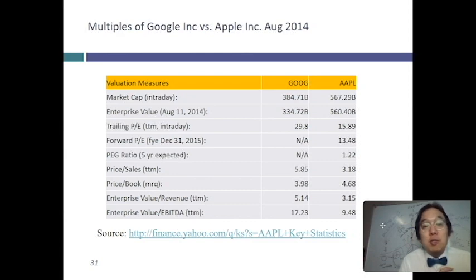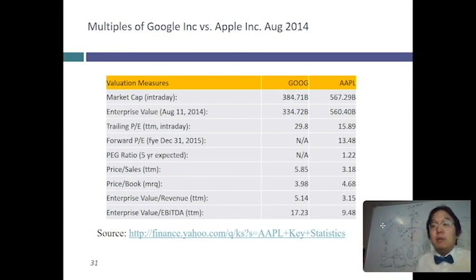How do you distinguish trailing PE versus forward PE? Well, trailing PE and forward PE commonly have the price per share today as the numerator, but what goes into the denominator differs. Trailing PE uses trailing EPS, historical earnings per share, okay? Last year's net income. Forward PE is about analyst expectations about future net income or earnings per share.